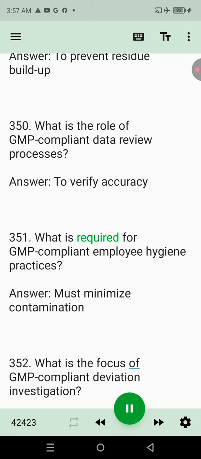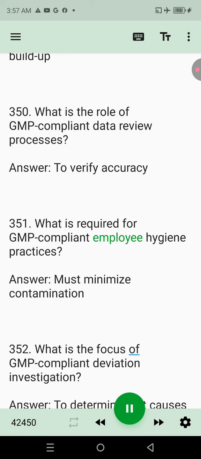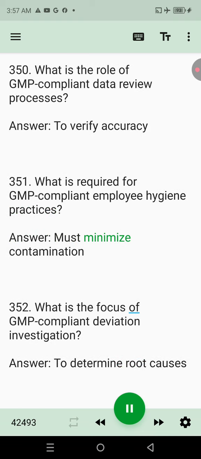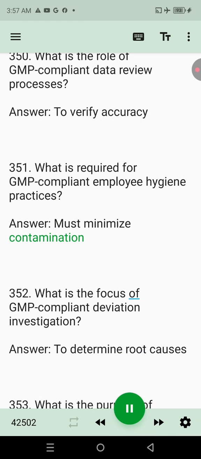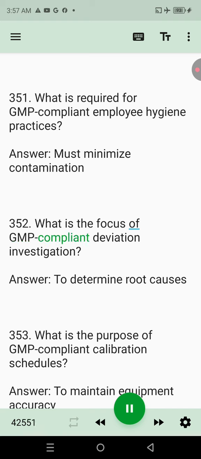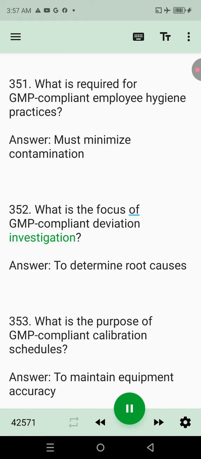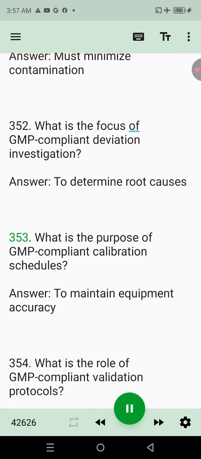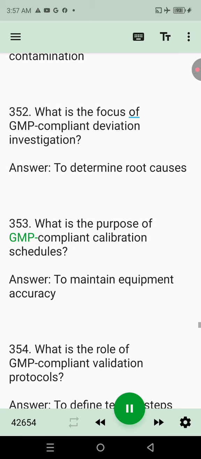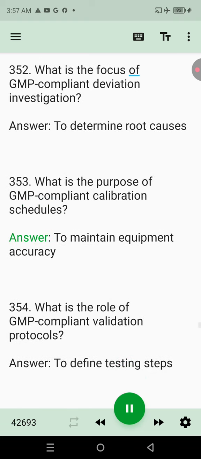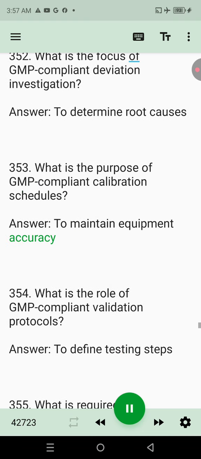351. What is required for GMP-compliant employee hygiene practices? Answer: must minimize contamination. 352. What is the focus of GMP-compliant deviation investigation? Answer: to determine root causes. 353. What is the purpose of GMP-compliant calibration schedules? Answer: to maintain equipment accuracy.